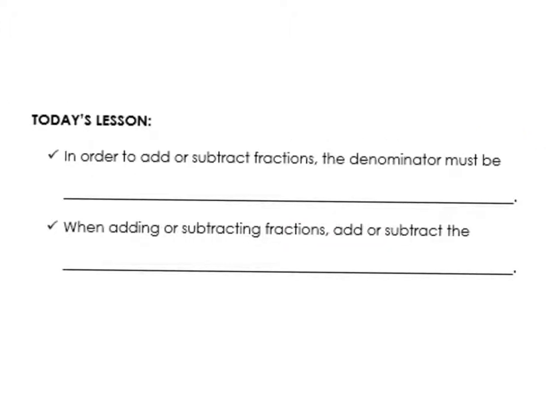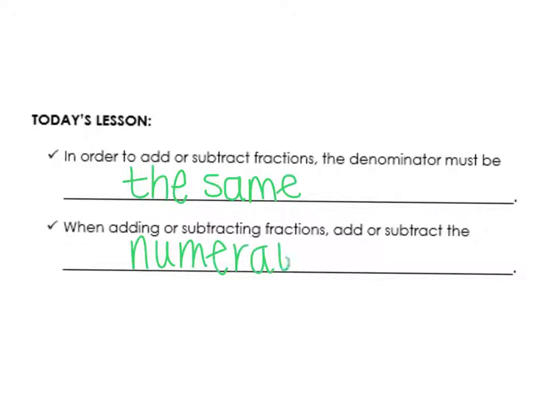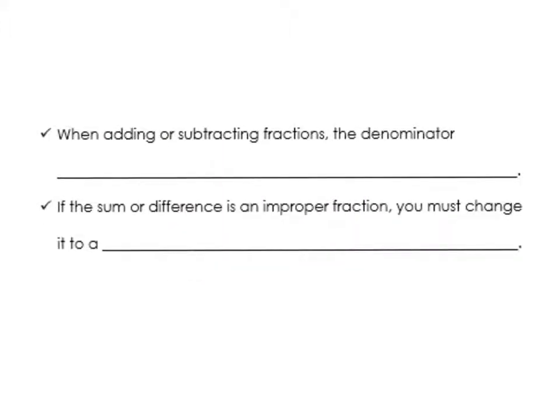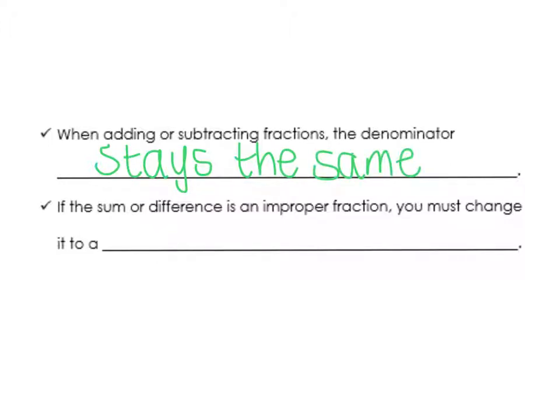Let's move on to today's lesson. In order to add or subtract fractions, the denominator must be the same. When adding or subtracting fractions, add or subtract the numerator first. The denominator stays the same. If the sum or difference is an improper fraction, you must change it to a mixed number.